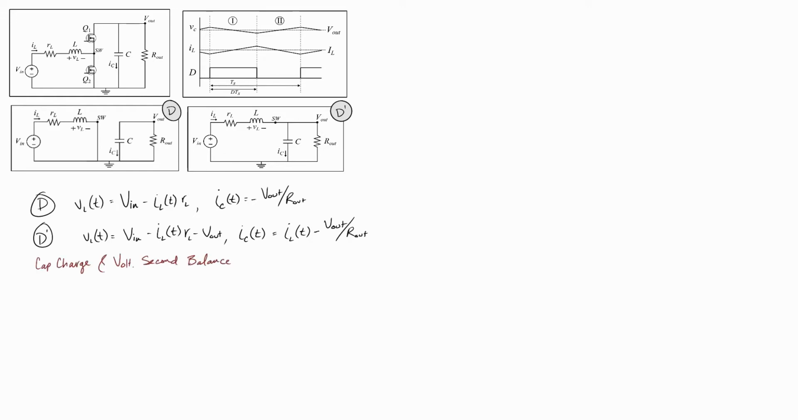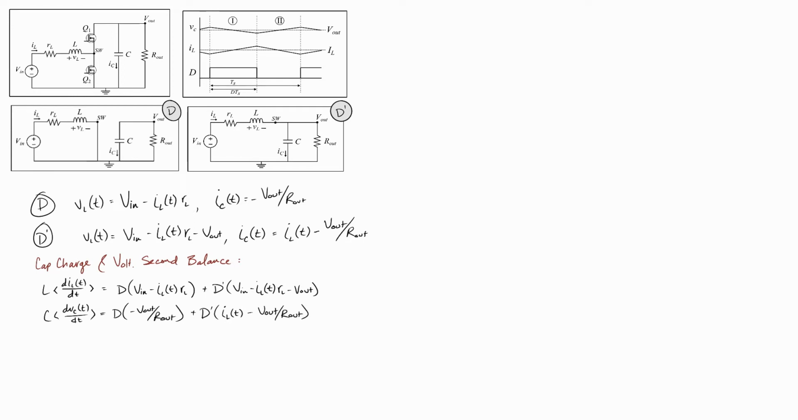Now we'll do the averaging step. That's cap charge and volt second balance. So we'll consider that the average inductor voltage is going to be equal to the addition of the D interval and the D prime interval. So that's D times Vin minus ILRL plus D prime times Vin minus ILRL minus V out. And then the same for the capacitor: D times minus V out over R out plus D prime times IL minus V out over R out.